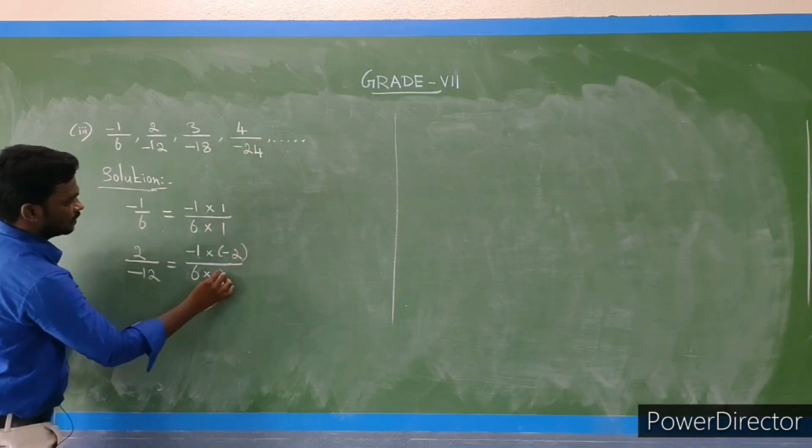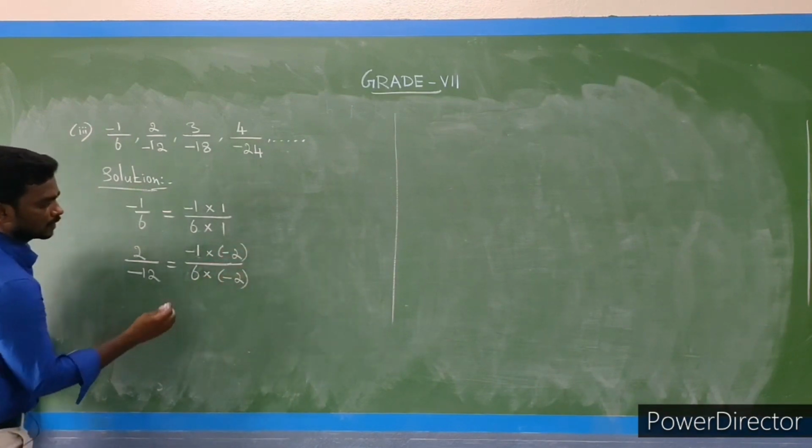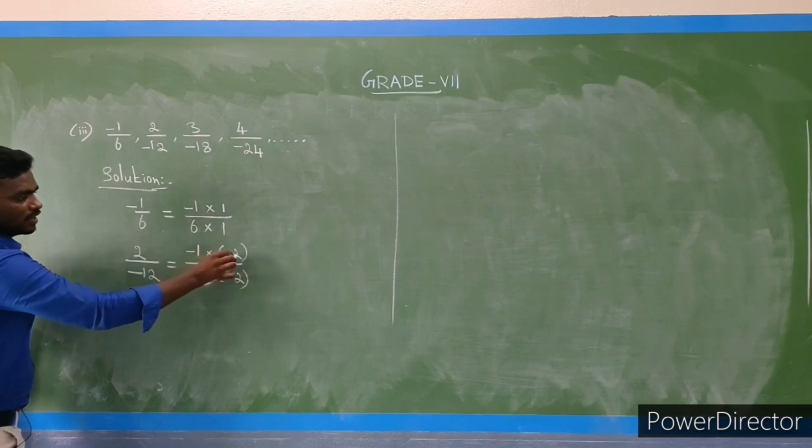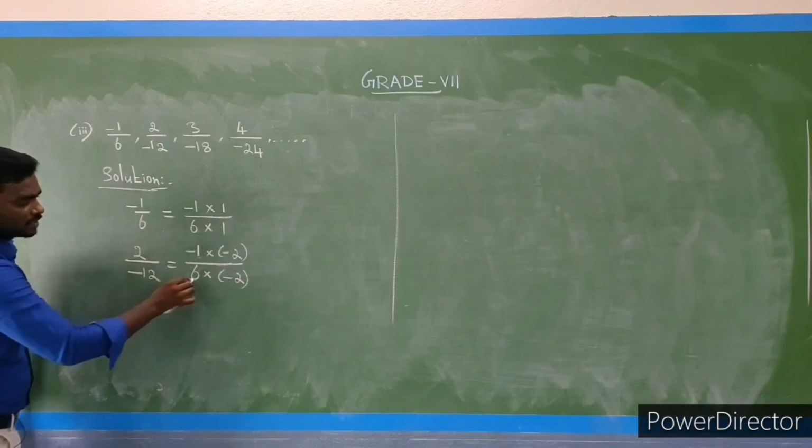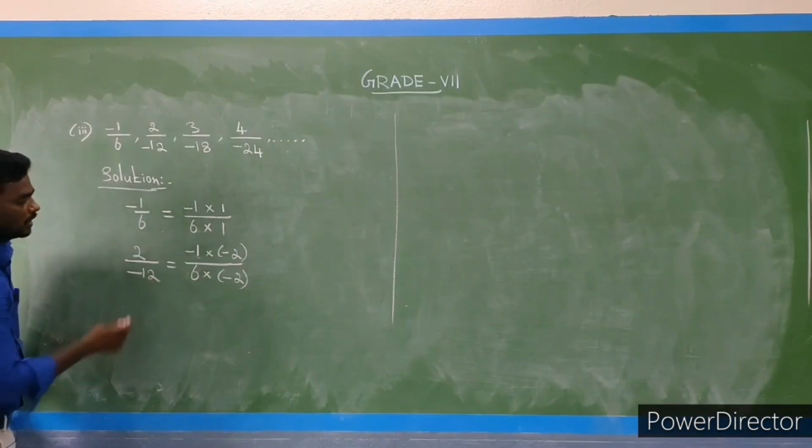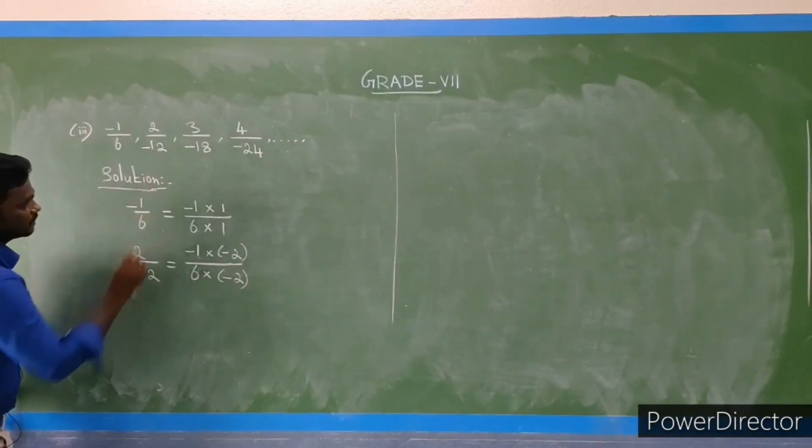Minus 2 divided by minus 2. Because minus 1 into minus 2, the value is plus 2. 6 into minus 2, what is that? Minus 12. So next one is, what is that?